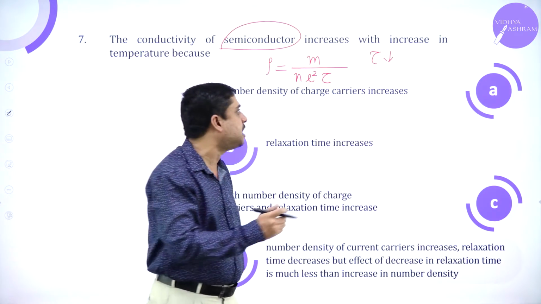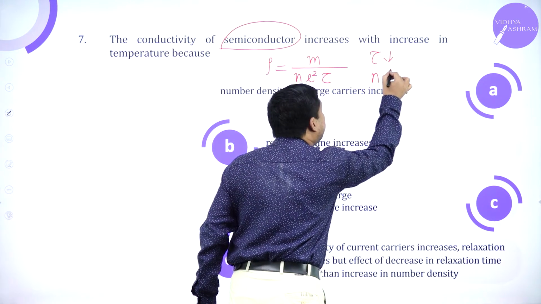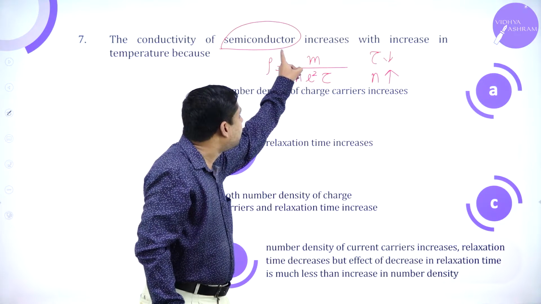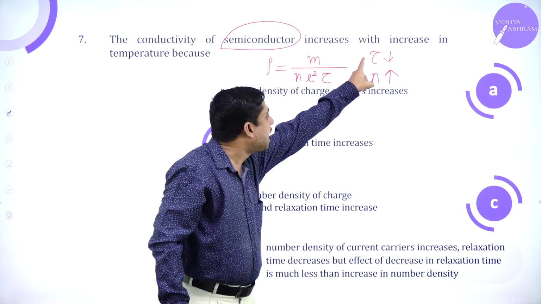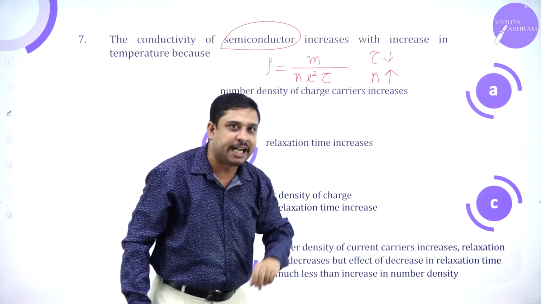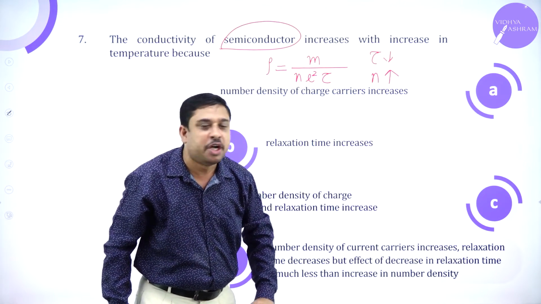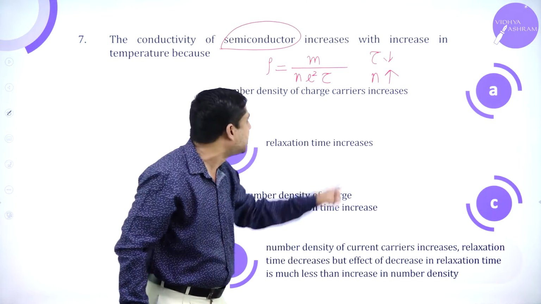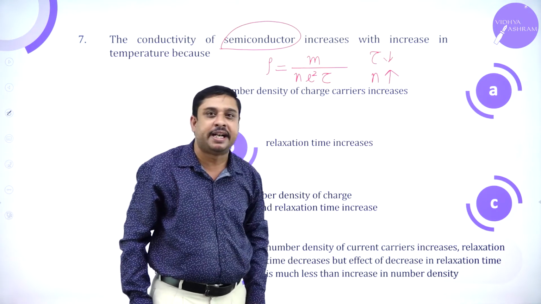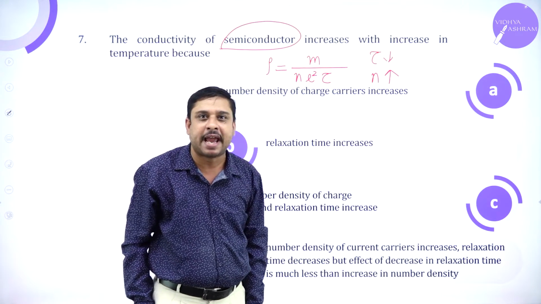Recombination of charges, N will increase. So, for a semiconductor, as temperature increases, relaxation time decreases, number of electrons per unit volume increases. So, one quantity increased, the other quantity decreased. So, rho should not change.